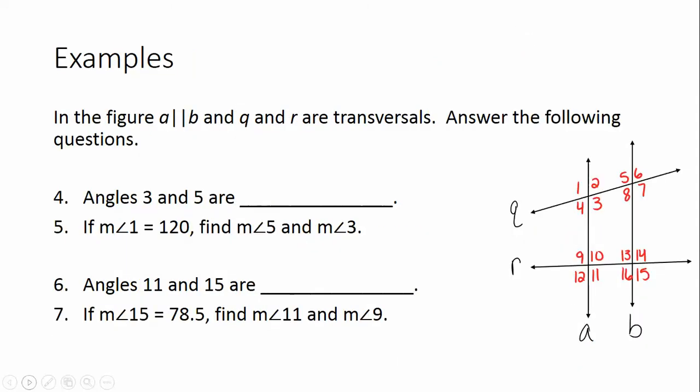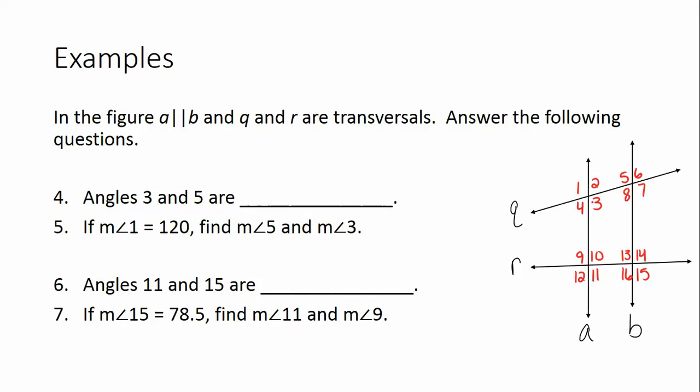So let's do another example. You'll see here I have a set of parallel lines. A and B are parallel, we're told in the directions, and Q and R are transversals. So now we need to answer the following questions. Number 4 says, and I'd like you to draw this figure in addition to writing out the questions, angles 3 and 5.